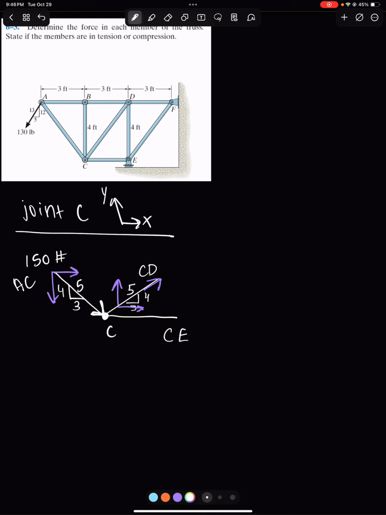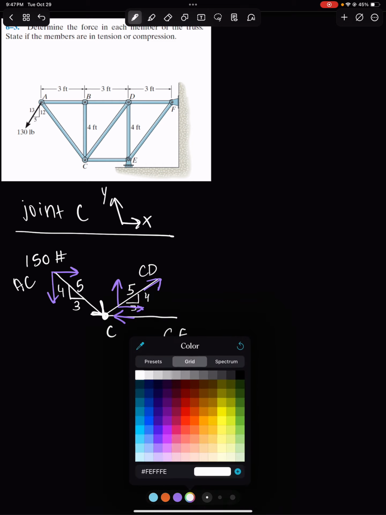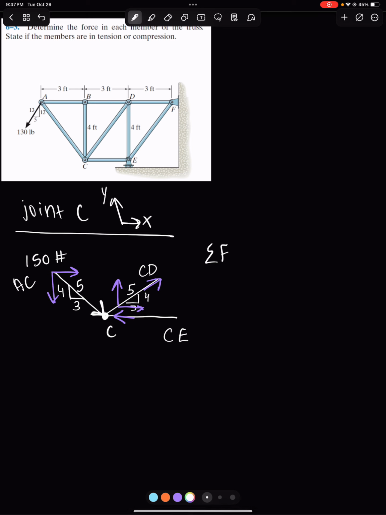So it's a tensile force. That being said, now both AC and CD, their X components act in the positive X direction, which tells you that CE must act in the negative X direction. Doing our sum of the forces in the X direction, we get 0 equals the X component of CD, which is in the positive X direction, plus our X component of AC, which is just 150 times 3/5, minus CE.